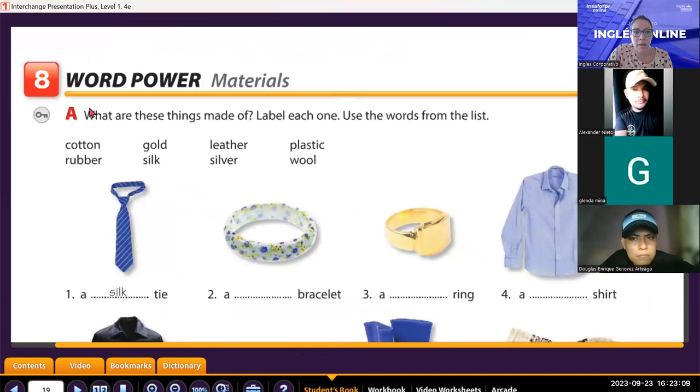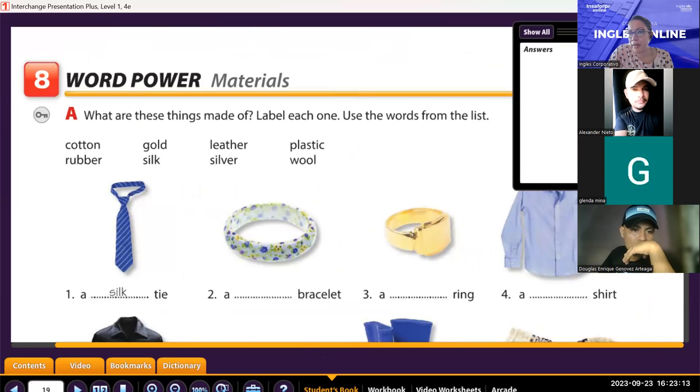Yeah. Okay, that plastic. Is a plastic. A plastic. Yo a la voz les puse de plástico. Okay, the bracelet is a plastic bracelet. Number three, what do you have in number three? A gold ring. Yeah, a gold ring. Very good.